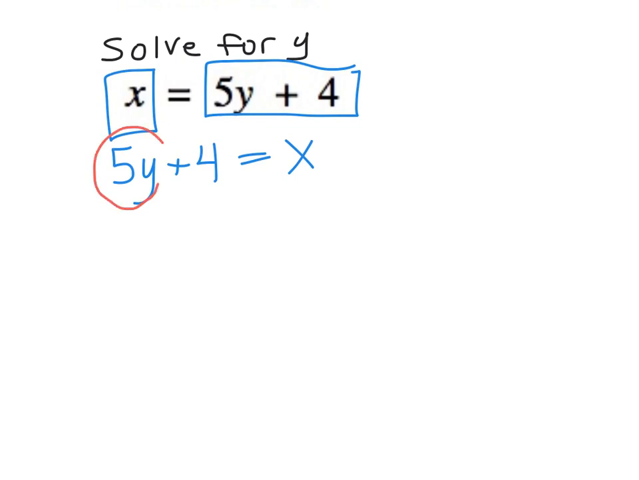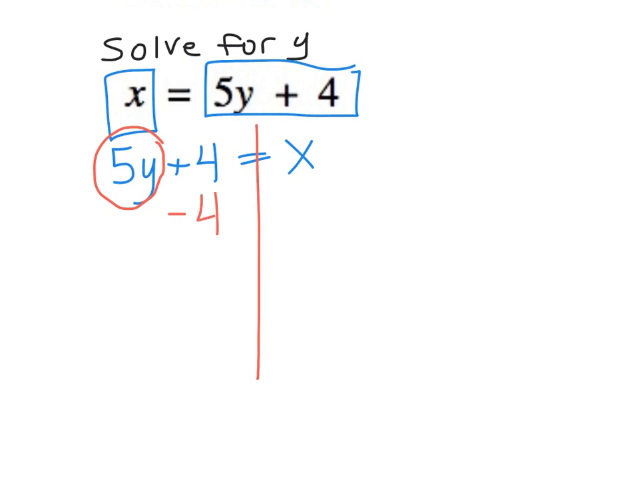So we're solving for y. I'm going to circle my y term. I'm going to draw my line down the center. So my goal is to isolate that y term on the left side of the line. So I'm going to have to move this positive 4. The inverse of adding 4 is subtracting 4.